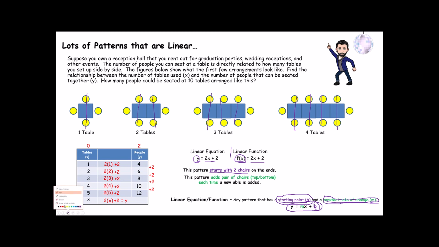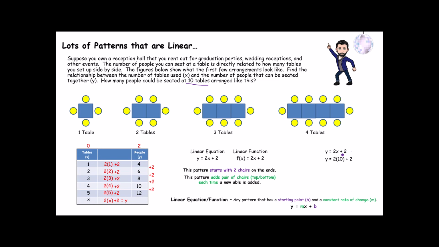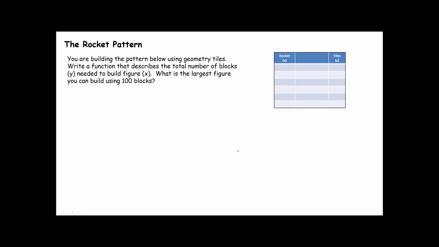I'm going to erase all this for just a second. Let's try another one of these. By the way, the question did ask us how many people could be seated around 10 tables. We rewrite the original formula. Since x is the number of tables, I plug 10 in for x, and we solve to get 22 people. Let's take a look at another one.